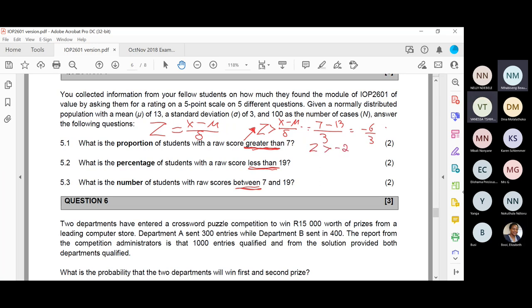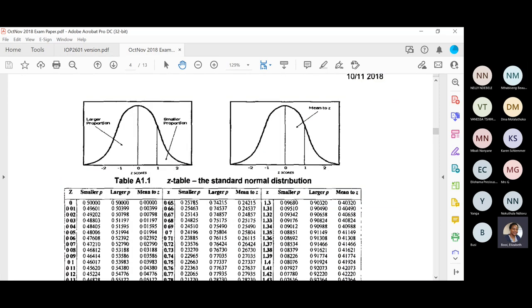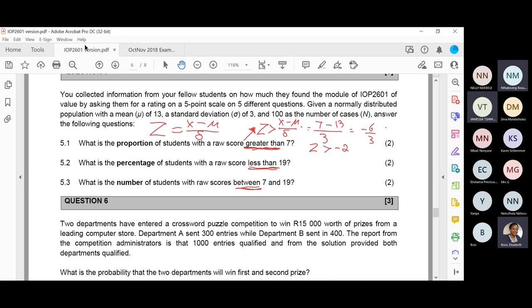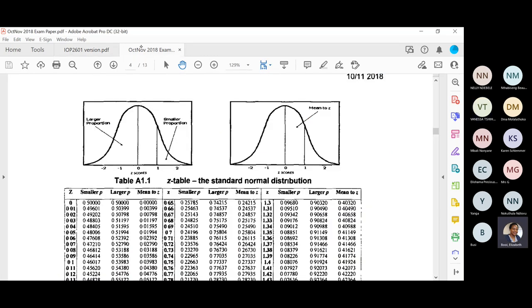Then I got 0.977. So because it's greater than and it is a negative value, do we go to the larger portion or the smaller portion? If I draw a graph, then negative 2 will be here. And because it says greater than, therefore we're looking for this area. So what does this area mean? The bigger area is the larger portion. So it means we need to go to the larger area.